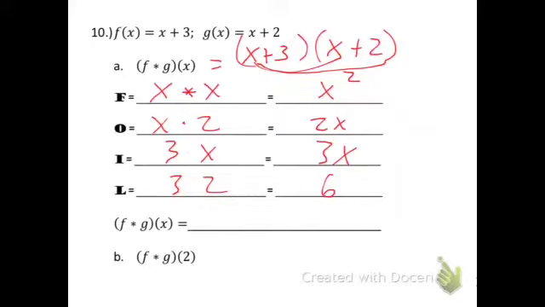And now we need to combine it all together, add all these up, combine like terms. x squared doesn't combine with anything. 2x and 3x add together to be 5x. And we add 6 on the end.